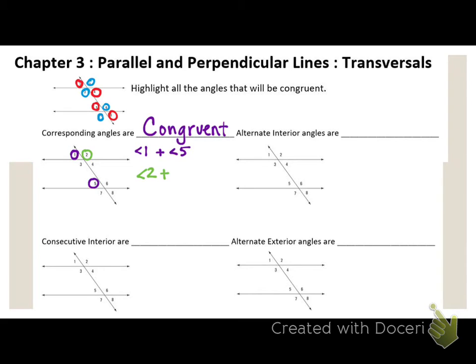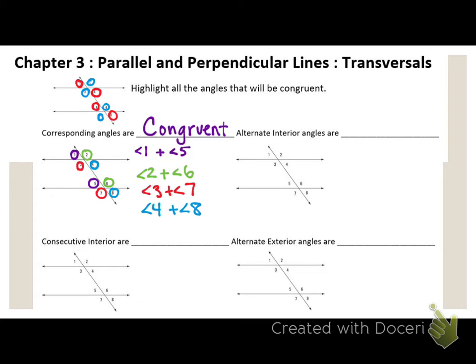Angle 2 and angle 6. Angle 3 and angle 7. And last, angle 4 and angle 8. Those are all corresponding with each other. Same spot at their intersection.